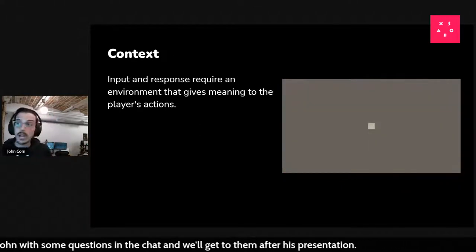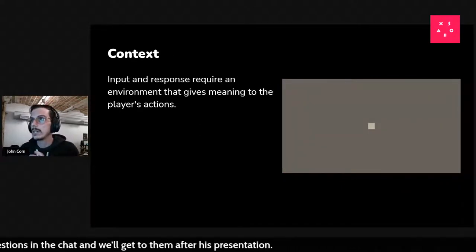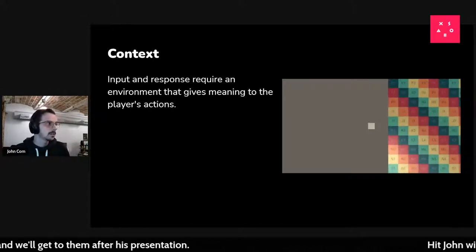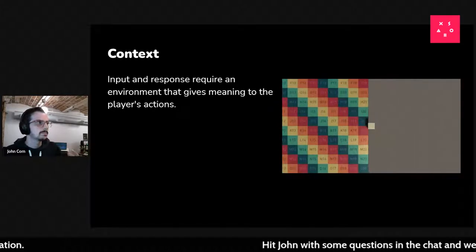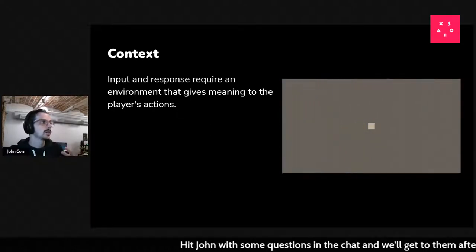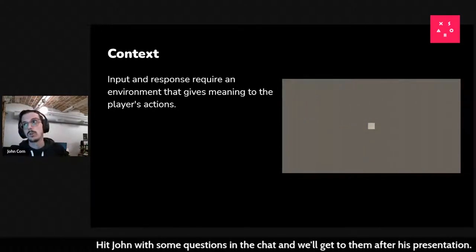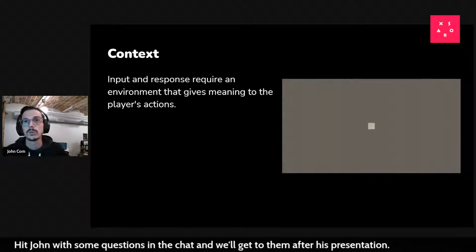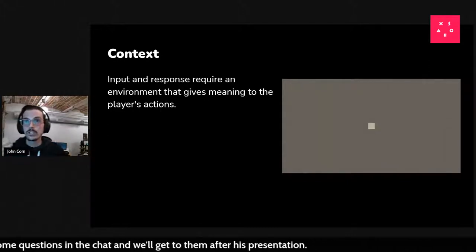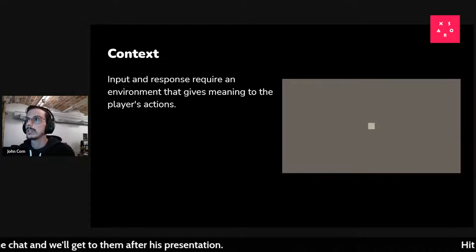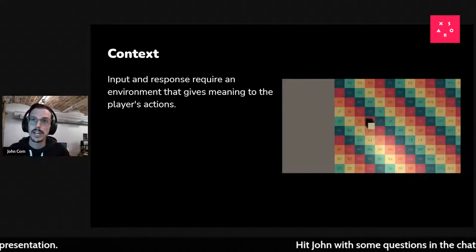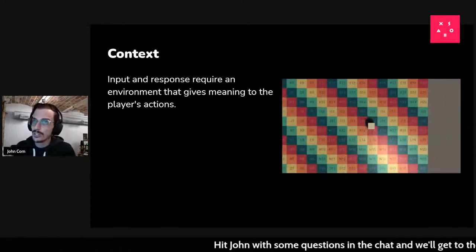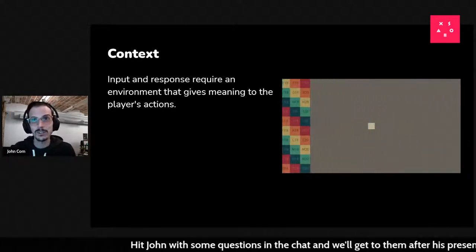Okay, then we have context, right? So context takes the input and the response, and it makes them require an environment in order to give meaning to the player's actions. So this GIF is something I mocked up quickly before, and that cube is actually moving the entire time, right? But you don't notice that the cube is moving at all.